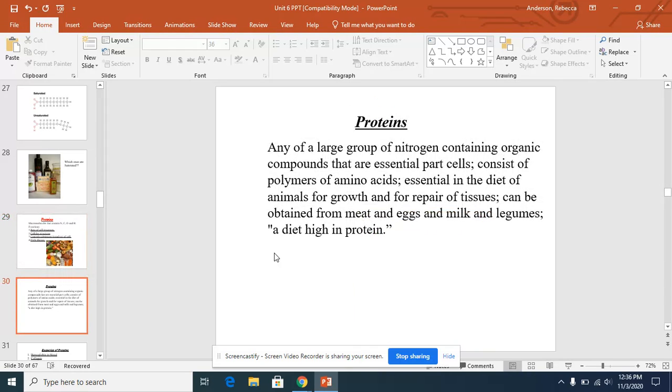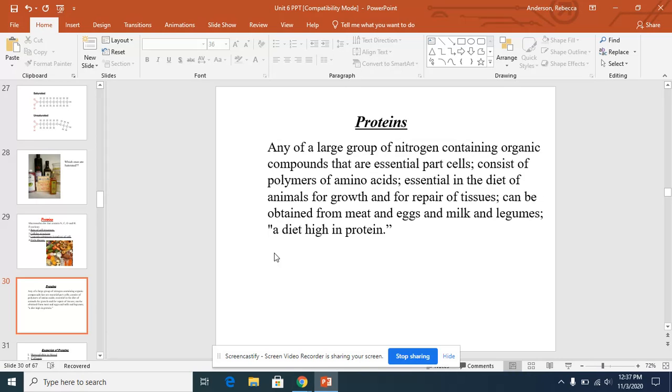Okay, any large group of nitrogen-containing organic compounds that are an essential part of a cell consists of polymers of amino acids, essential to the diet of animals for growth and for repair of tissues. It can be obtained from meat and eggs and milk and legumes, a diet high in protein.